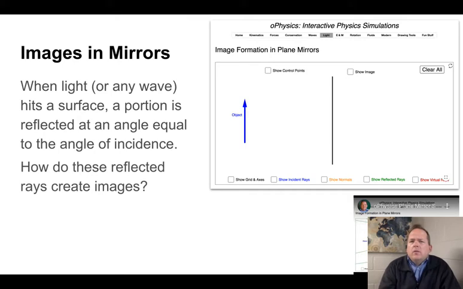The question is, how do these reflected rays create images? What's going on with the way the light bounces off the mirror? And then to the observer, who's again on the same side of the mirror, where does it appear that that light that bounces off the mirror has come from?